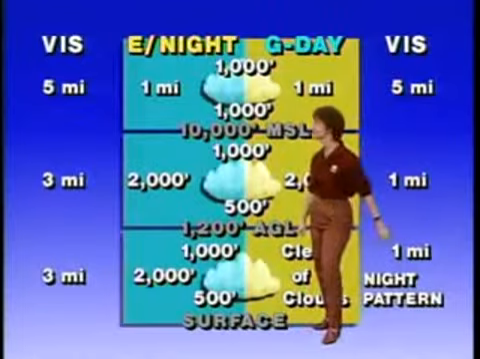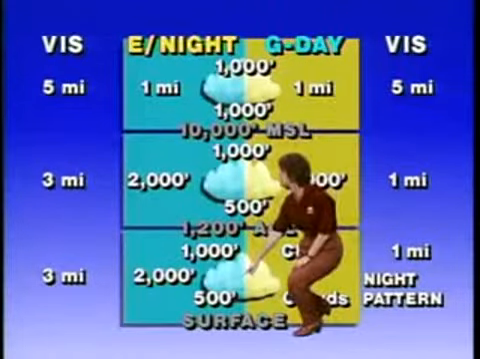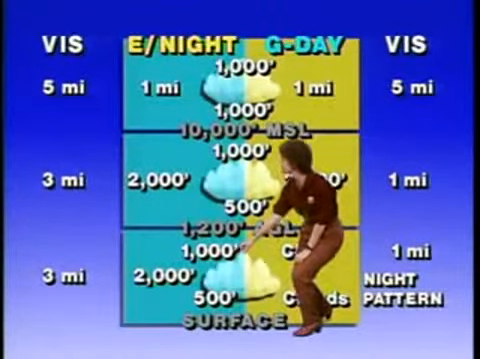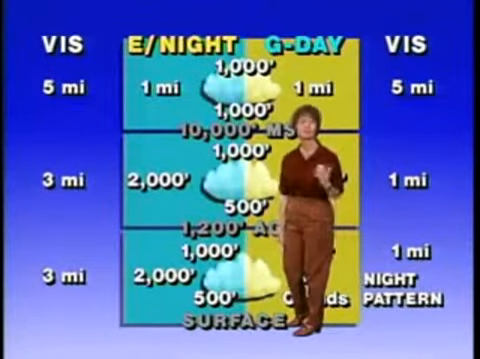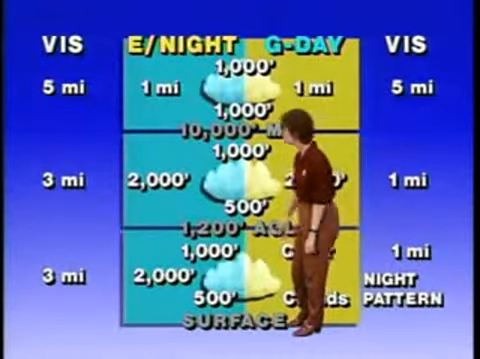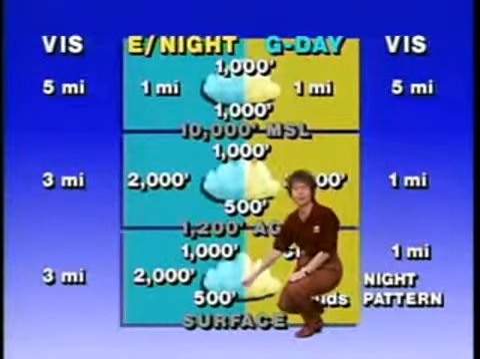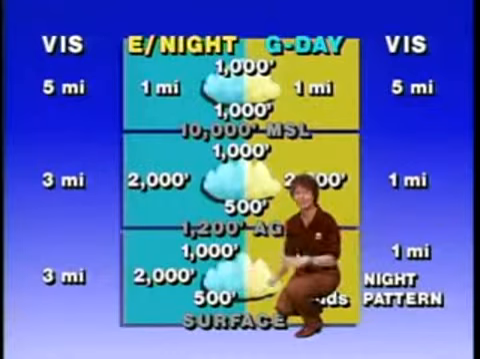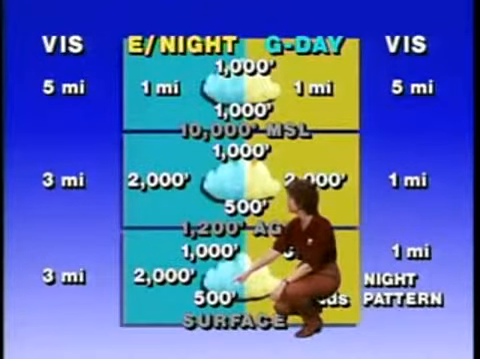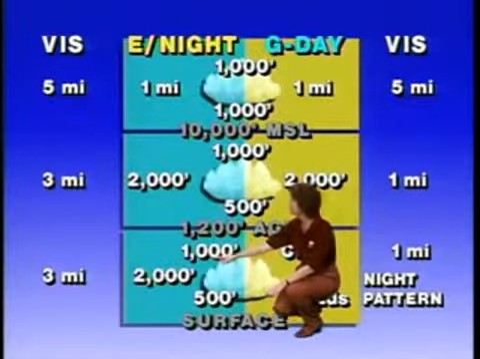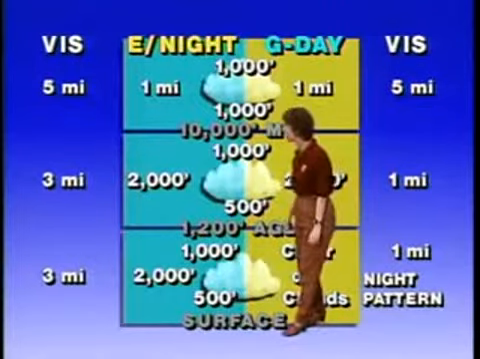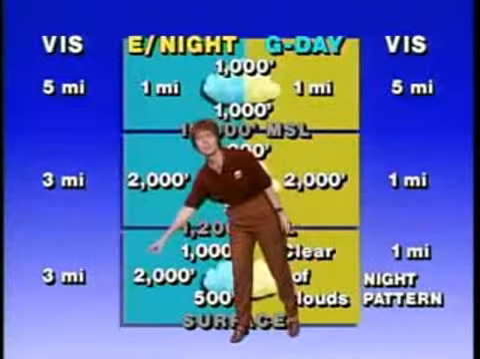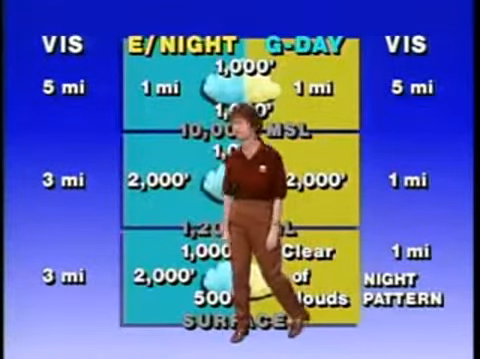So what cloud clearance do you have to have? 500 feet below the clouds, 1,000 feet above the clouds, and 2,000 feet horizontally from the clouds. The easy way to remember that is start with the 500 feet below the clouds and just keep doubling it. 500 feet below the clouds, double it for 1,000 feet above the clouds, double that for 2,000 feet horizontally from the clouds. And the visibility that you have to have is 3 statute miles.